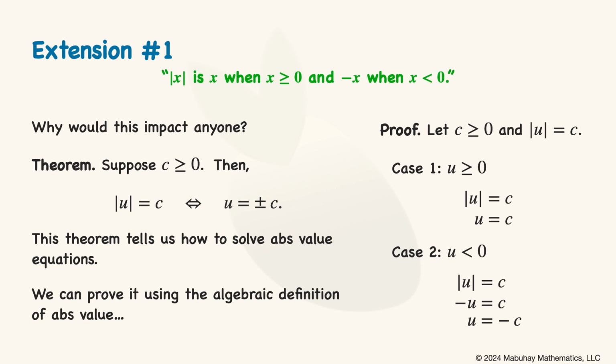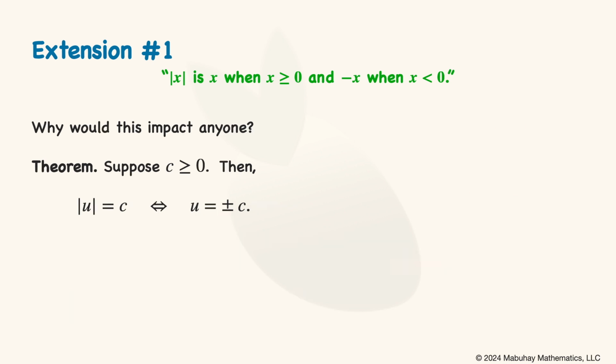Now technically, to prove the entire theorem, we would need to prove the arrow that goes in the other direction as well, and assume that u is equal to plus or minus c to show that the absolute value of u equals c. I'll leave that to you all to do, but it's very similar to the example we did on the previous slide. We would use the absolute value definition to show that regardless of whether we put plus or minus c into an absolute value, what we get out is the positive version, that is, we get out c. So let's actually use this to solve an equation.